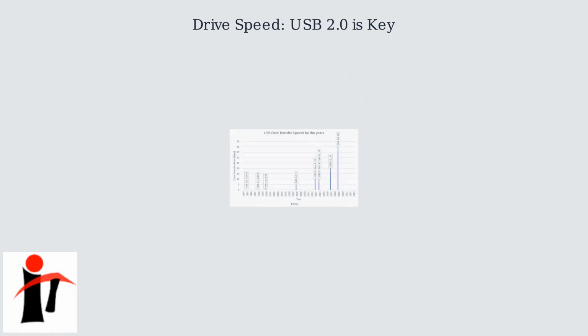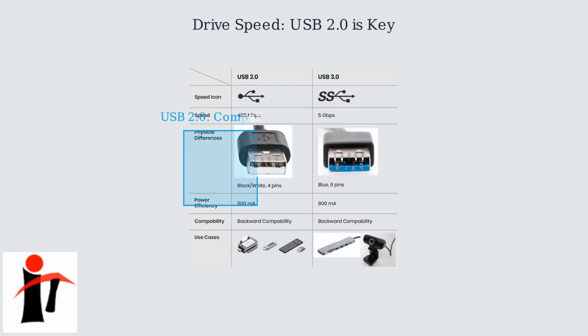Let's look at how USB speeds have evolved over time. This chart shows the dramatic increase in transfer rates from USB 1.0's 12 megabits per second in 1994 to USB 4.0's 40 gigabits per second today. However, Tesla's Model 3 specifically requires USB 2.0 speeds. USB 2.0 operates at 480 megabits per second, which is perfect for the Model 3's media playback needs. Anything faster, like USB 3.0 at 5 gigabits per second or USB 3.1 at 10 gigabits per second, can overwhelm the system and lead to errors.